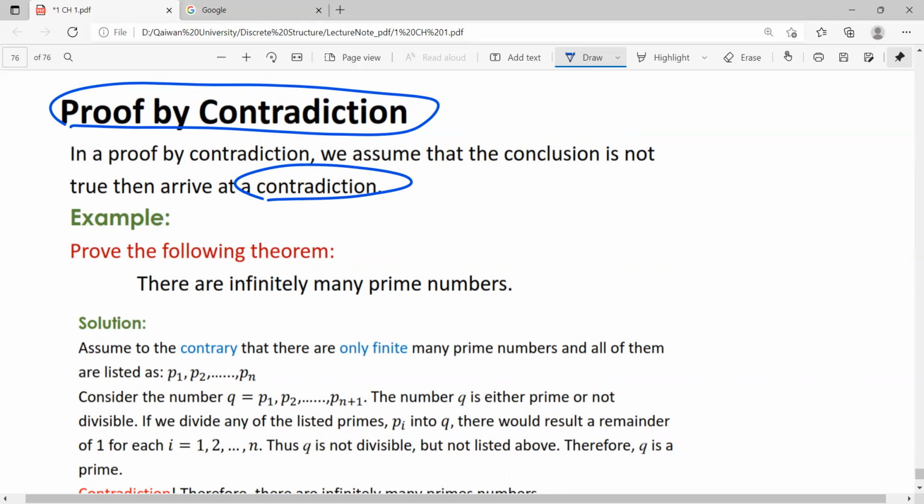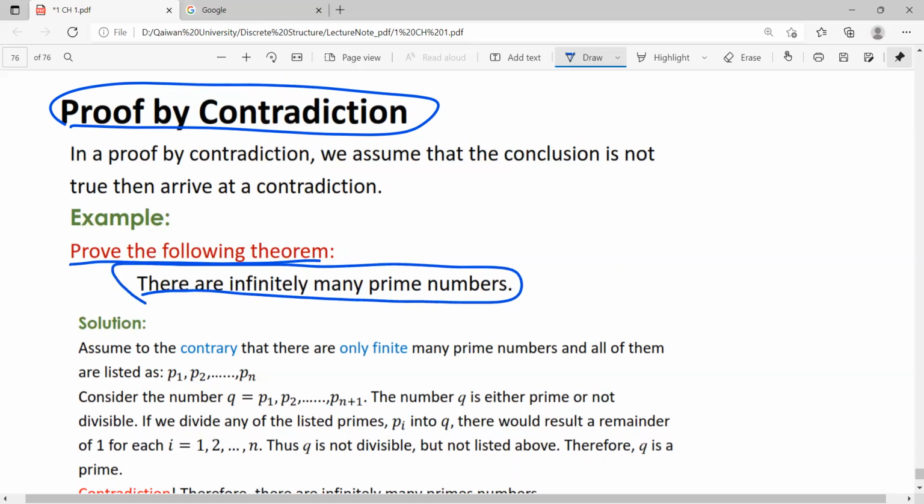Okay. Look. Here it says prove the following theorem. It's a theorem. There are infinitely many primes. It says there are infinite prime numbers.